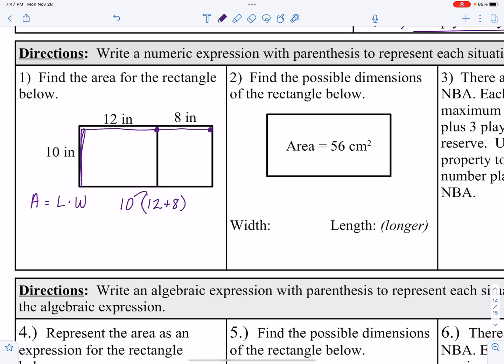Let's go ahead and distribute this out. So the 10 times 12 is our 120, plus the 10 times 8 is the 80, and so inside we end up with 200 inches squared as our area. Okay, all right, let's go to this one.